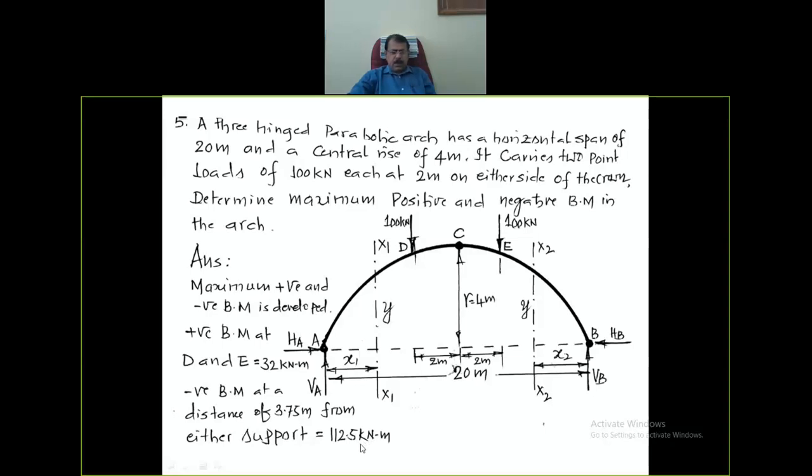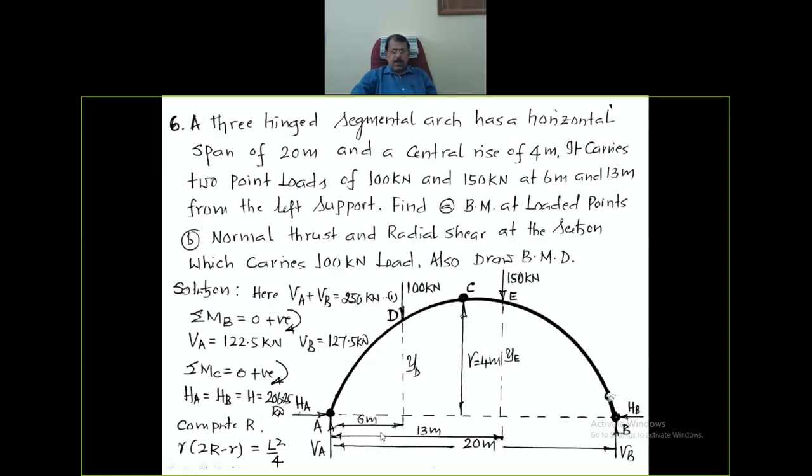So it is clear that in case of 3-hinged arches, the nature of the bending moment under loaded point is only positive. The nature of the bending moment in unloaded region is negative. So in this case, we have got sagging bending moment of same magnitude at the loaded points, and the maximum negative bending moment at 3.75 meter from the support. That magnitude is 112.5 kilonewton meter. So finally, draw bending moment diagram.